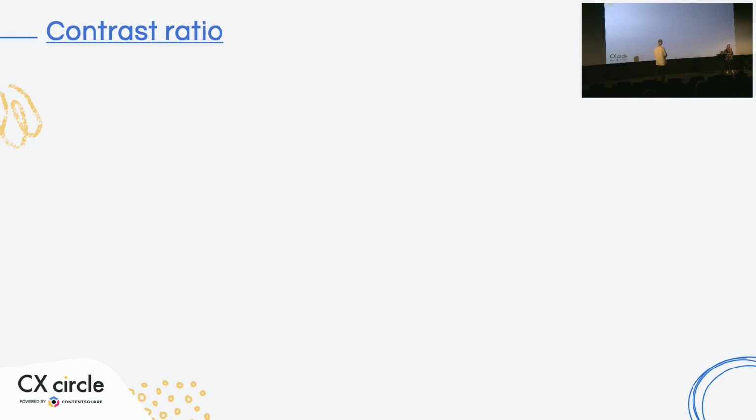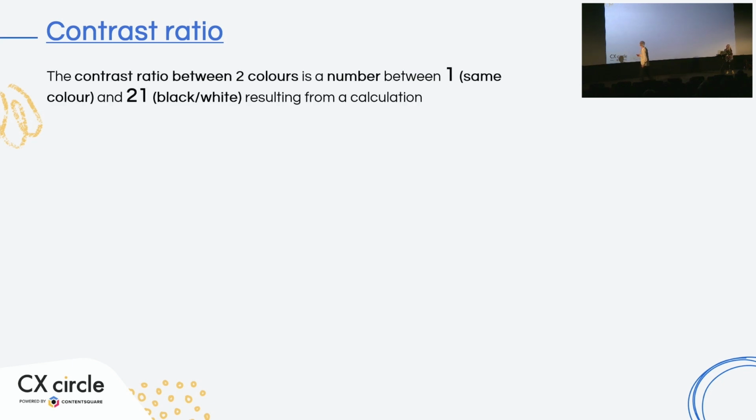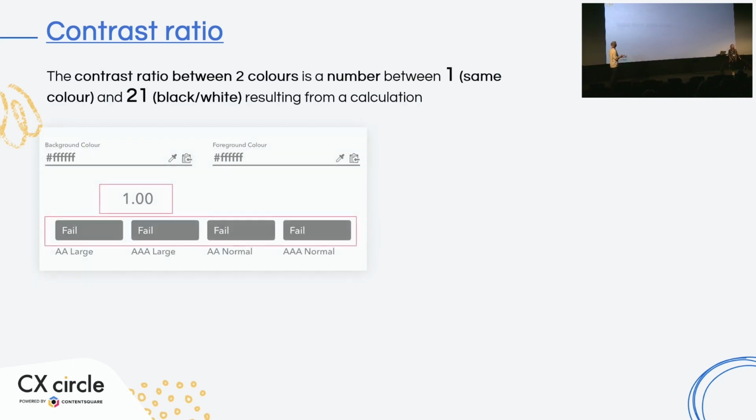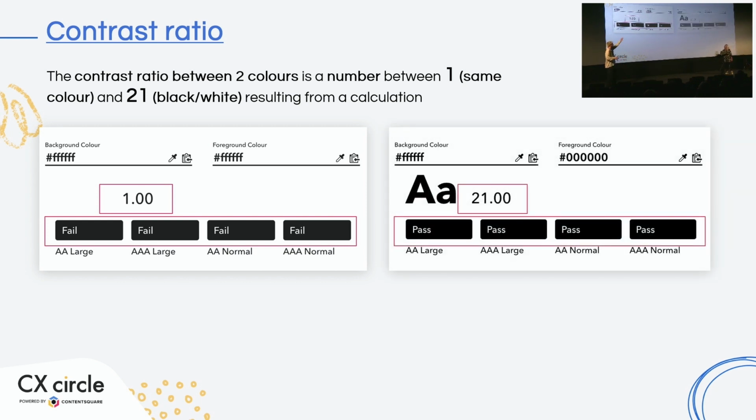So next one, contrast ratio. Some of you have probably seen this before, but just telling you what it is again. It's a contrast ratio between two colors. Number 1, so white on white here, and then 21 with black text on a white background. So that's the highest contrast we can get.